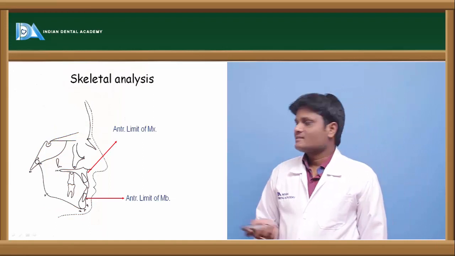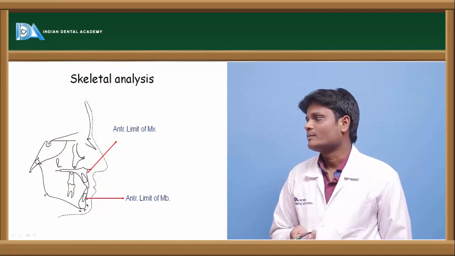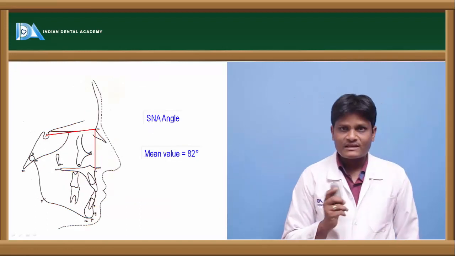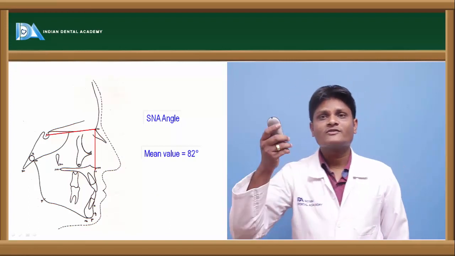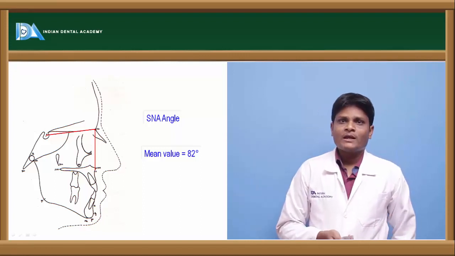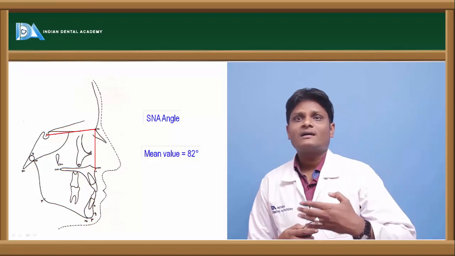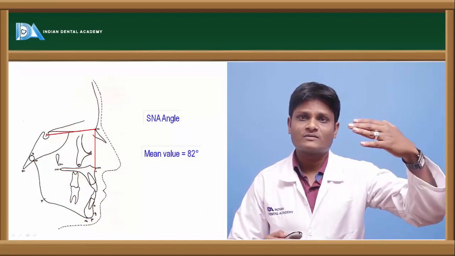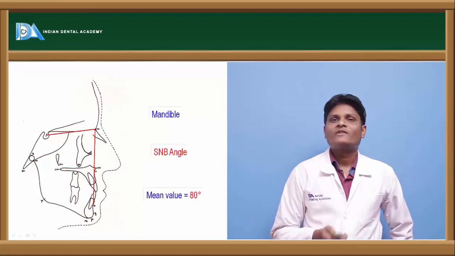The anterior limit of the maxilla, as I told you before, is point A, whereas point B is the anterior limit of the mandible. The first skeletal parameter according to Steiner's analysis is SNA. This is the angle between the SN plane and a line drawn from nasion to point A. The average angle is 82 degrees. Any SNA angle beyond 82 degrees indicates that the maxillary skeletal base is more anteriorly positioned with respect to the anterior cranial base, or a protrusive maxilla or prognathic maxilla. Similarly, we have the SNB angle.